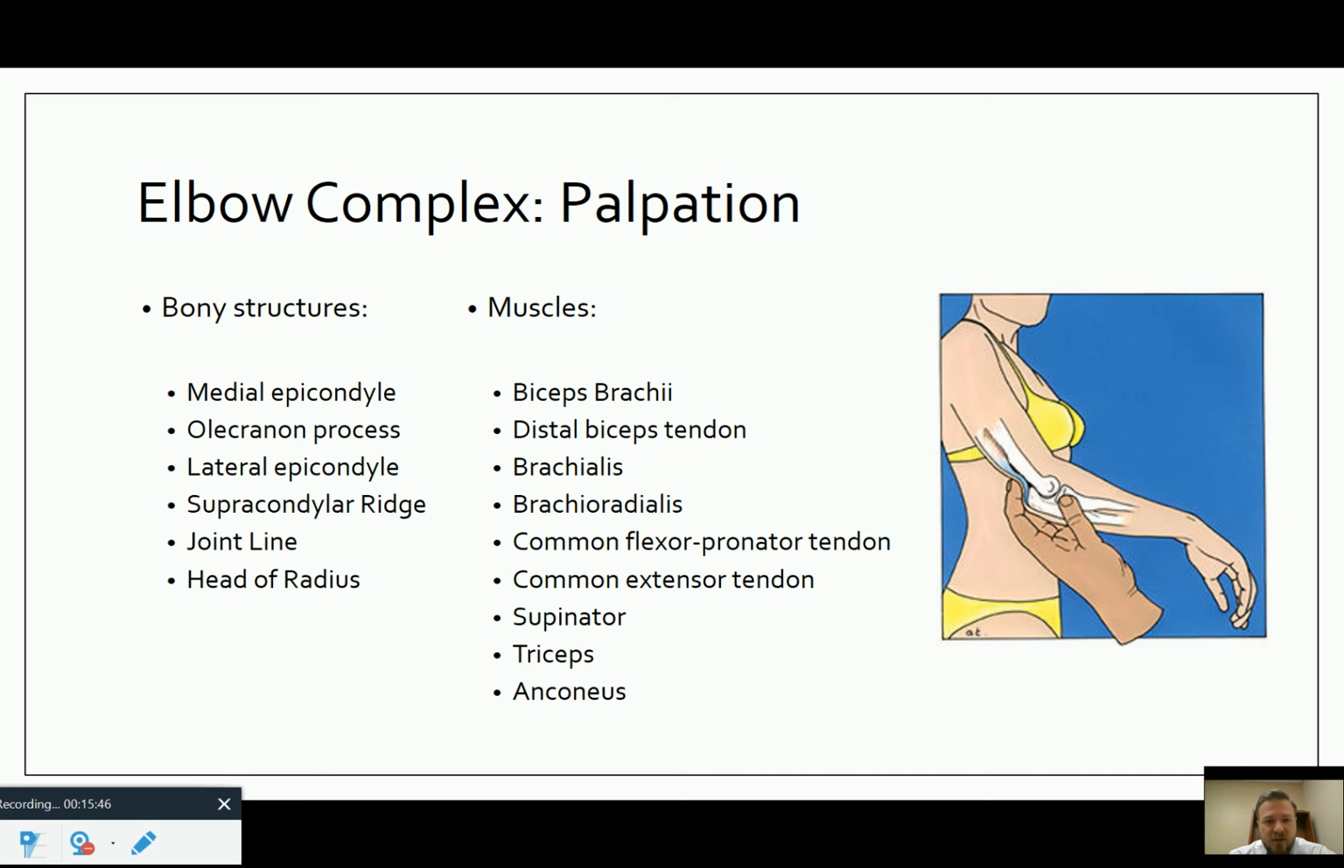The high money targets as far as muscle goes are your biceps brachii, the distal biceps tendon, your brachialis, brachioradialis. You want to look at the common flexor pronator tendon, which goes into that medial epicondyle, the common extensor tendon, which goes into lateral epicondyle and is important in diagnosing like lateral epicondylalgia. And then, of course, you can look at your supinator, your triceps, and you can search around and try your best to feel the anconeus, which I try to get a picture of them doing in this picture.